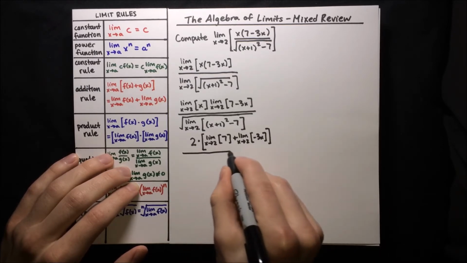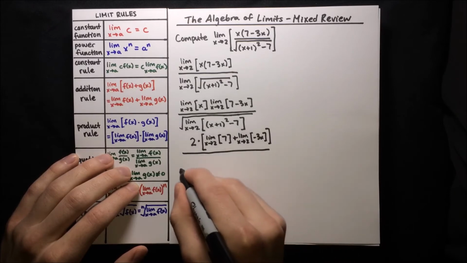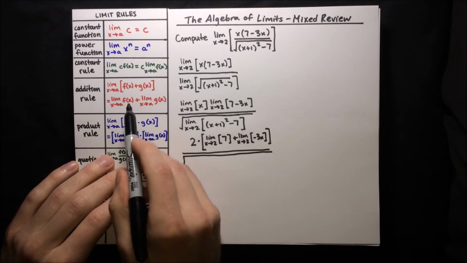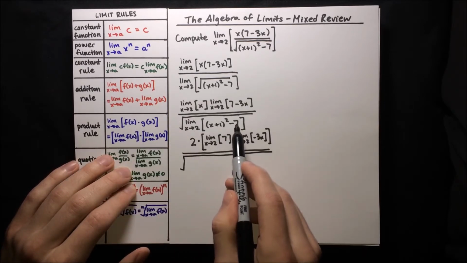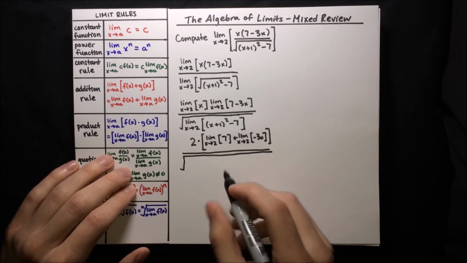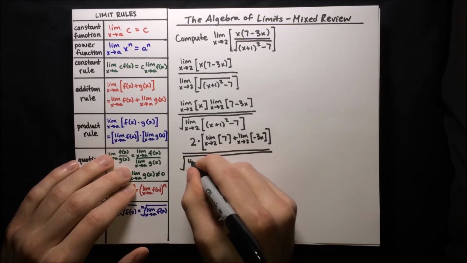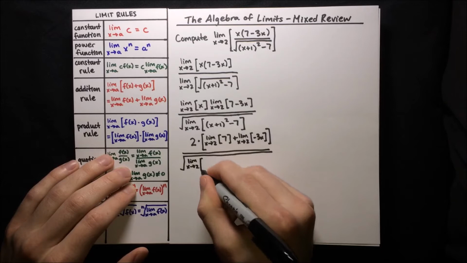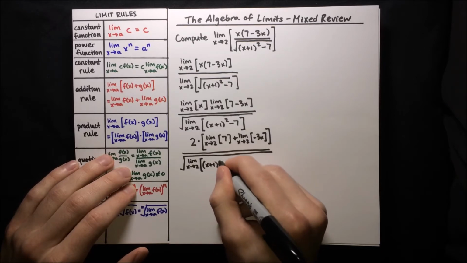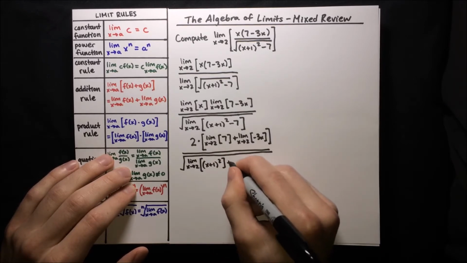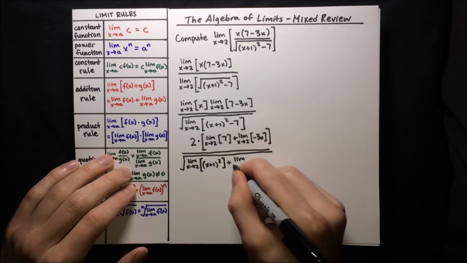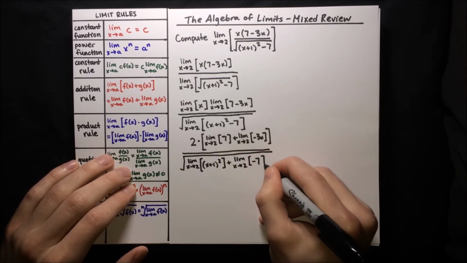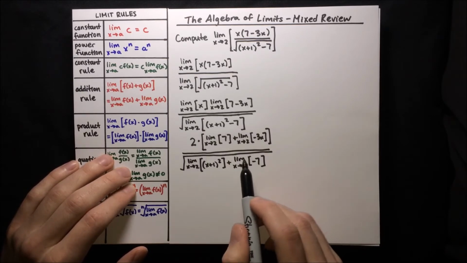And then the denominator, we can do the same thing here, apply the addition rule, treating that negative 7 as plus negative 7 at the end. So limit as x approaches 2 of x plus 1 squared plus limit as x approaches 2 of negative 7. All right, let's go on to the next step.